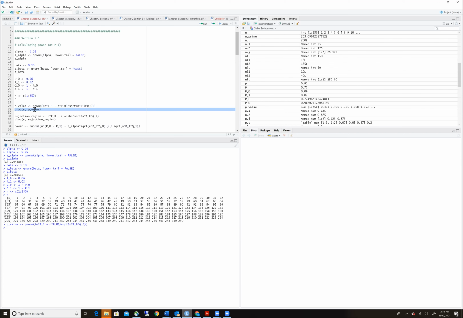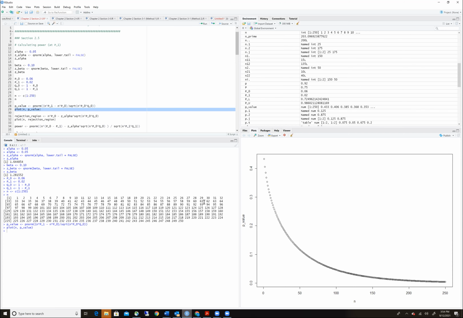So I'm going to plot if my sample size was 1 and I got p1 and p0 of these numbers, what would my p-value be? If my sample size was 2, what would my p-value be? And so on and so forth. So you can kind of see the relationship that essentially, if you observe the same exact thing in your sample, but your sample size gets larger, the p-value is going to get smaller and smaller because it's going to be more and more obvious that your hypothesized proportion is wrong, right?